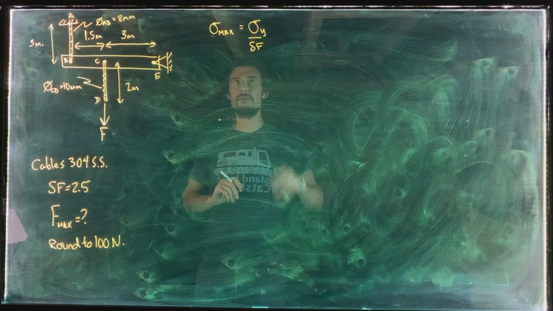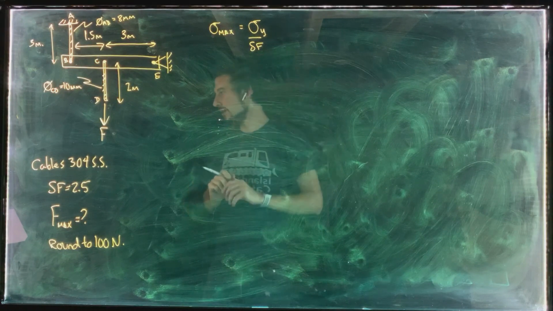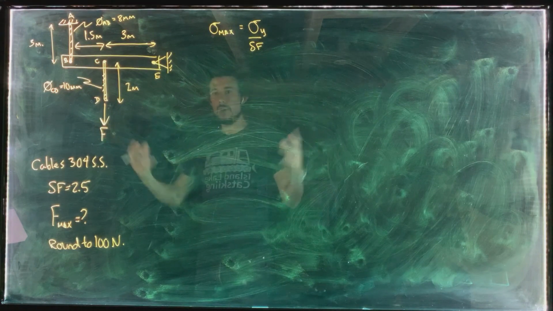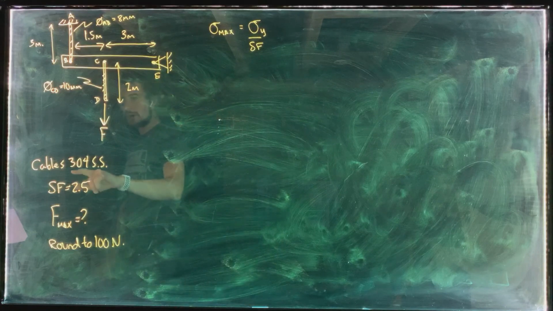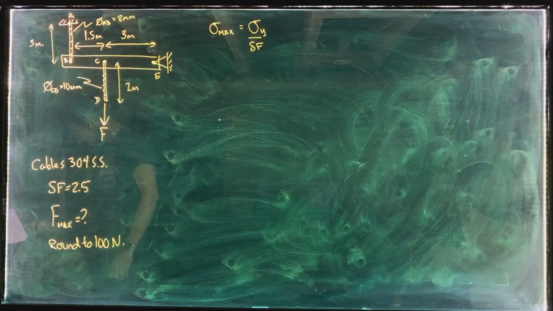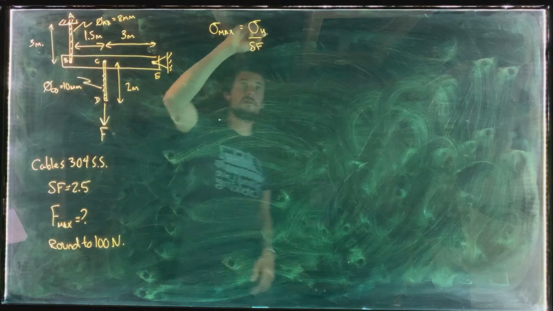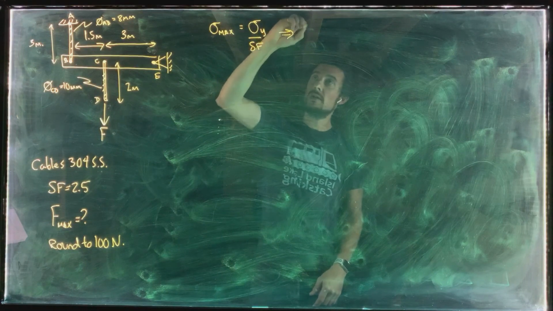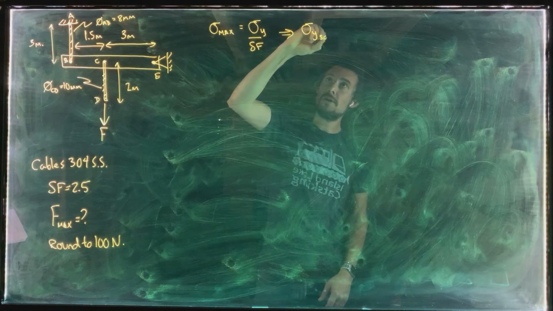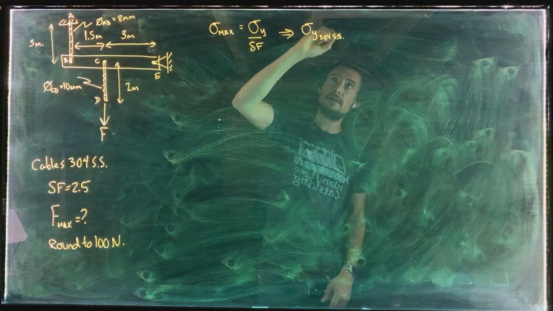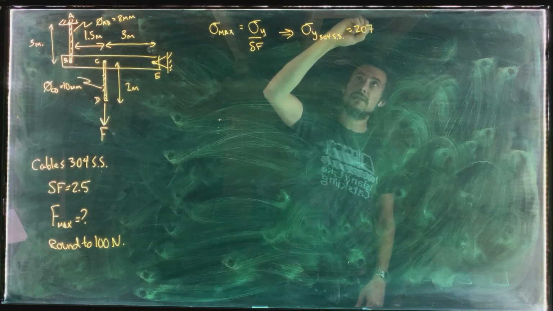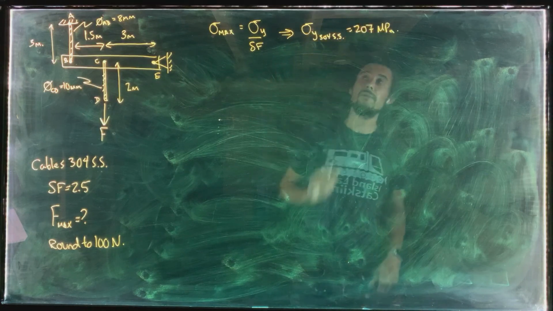So we're going to allow them to go up to a fraction of their yield strength to allow a margin of safety here. So if I look at 304 stainless steel in the metric portion of the table and look for the yield strength, you will see that it is 207 megapascals. Okay, so sigma Y for 304 stainless steel is 207 megapascals.